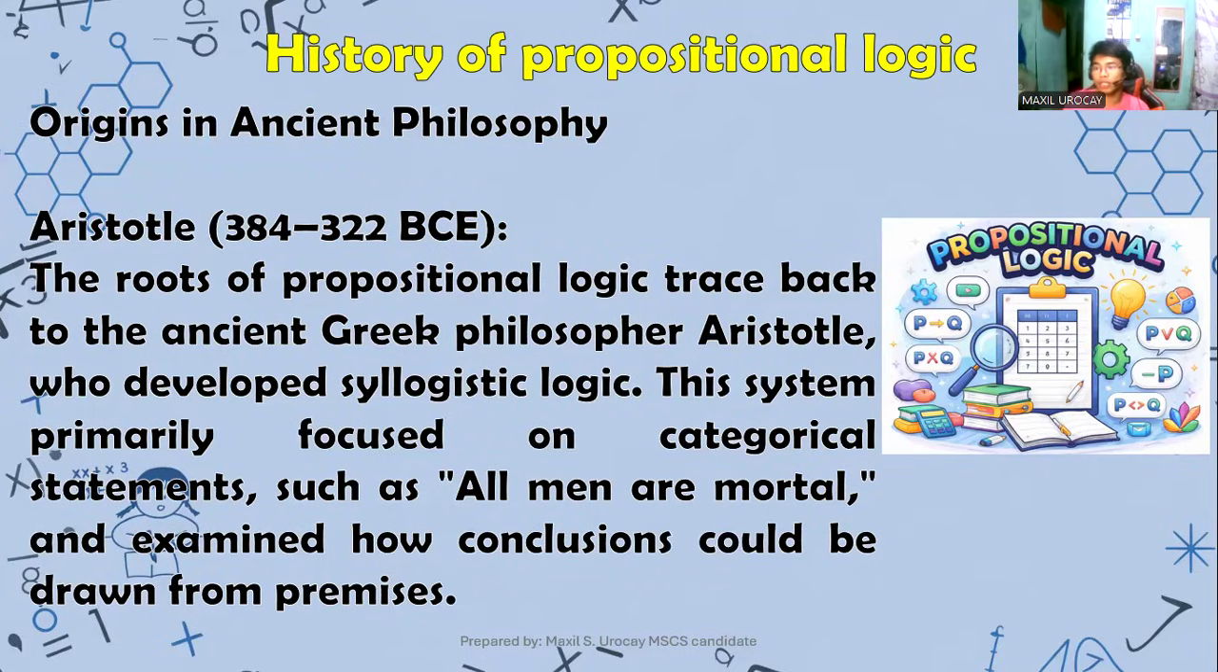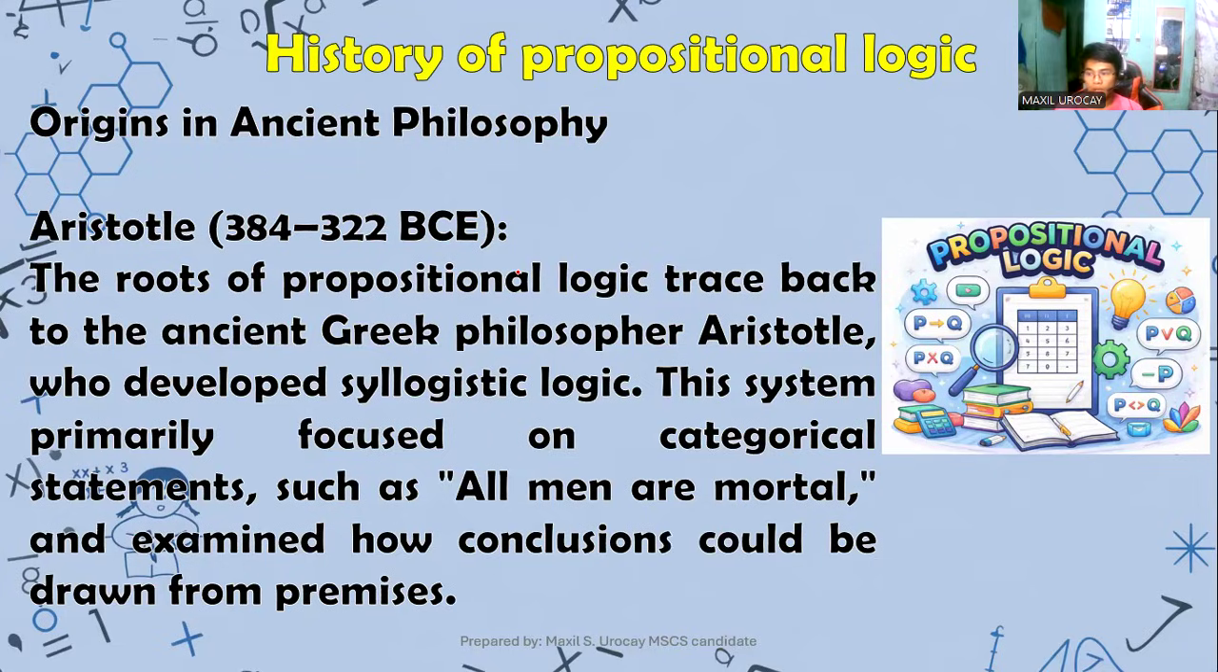Okay, let's move on to the history of propositional logic. First, the origins in ancient philosophy. According to history, in the years 384 to 322 BC, the roots of propositional logic trace back to the ancient Greek philosopher Aristotle, who developed syllogistic logic. This is primarily focused on categorical statements such as all men are mortal and examines how conclusions could be drawn from premises.